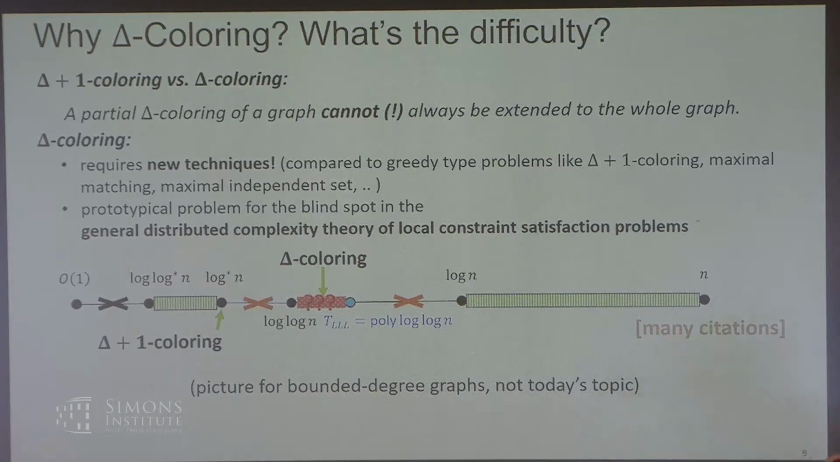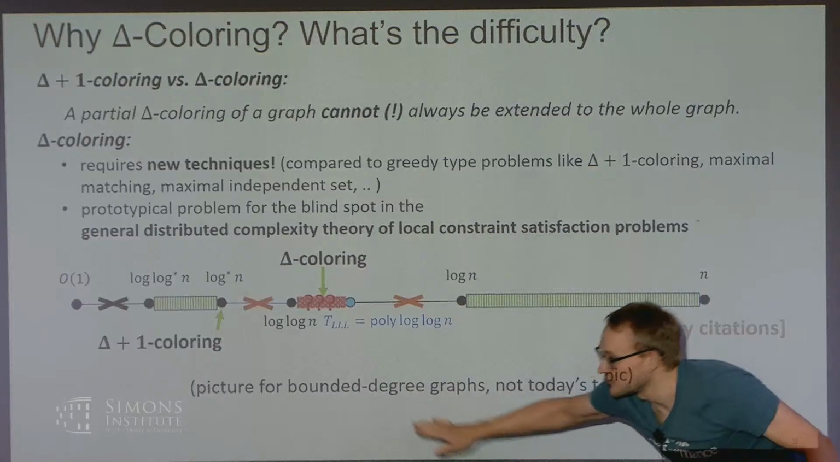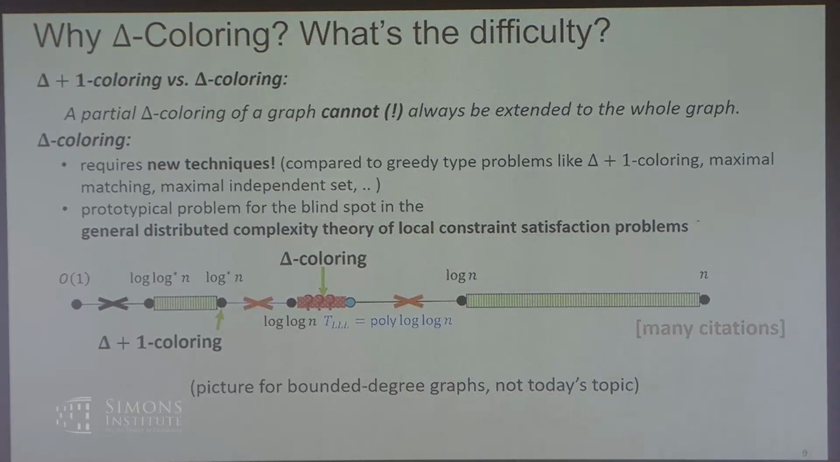So this is the complexity landscape of LOCAL graph problems, local constraint satisfaction problems on bounded degree graphs. We won't talk about bounded degree graphs today, but this is the motivation, or one of the motivations for me, to understand this problem better. And what you see here: whenever there's a dot, you have a problem that has this complexity.